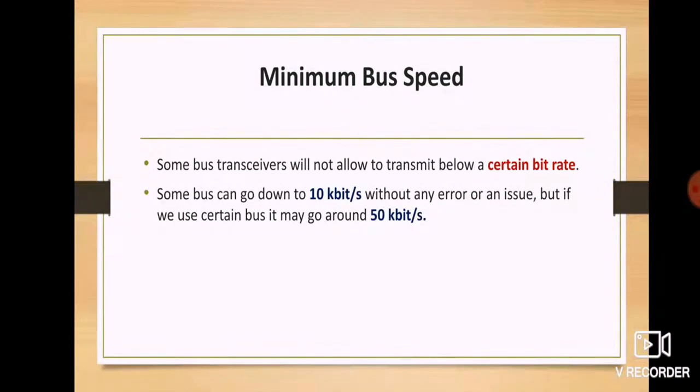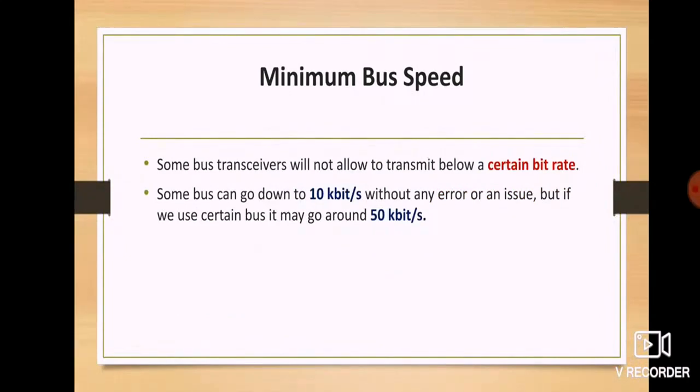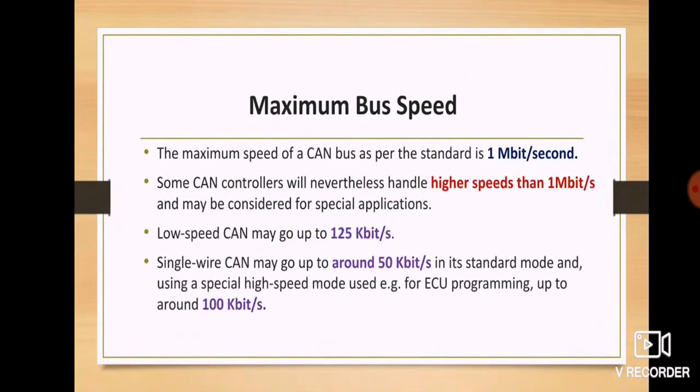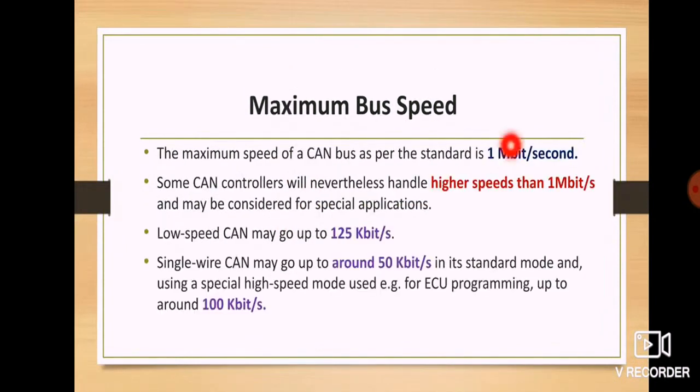The maximum speed is 1 Mbps, but now let's see what the minimum speed is. Some bus transceivers will not allow transmission below a certain bitrate. Some buses can go down to 10 kbps without any error or issue, and the speed may even go down to 1 kbps. That is around 1000 times lesser than the maximum speed, even without any error. But if you use certain buses, it may go around 50 kbps. So the minimum is 1 kbps and the maximum is 1 Mbps.